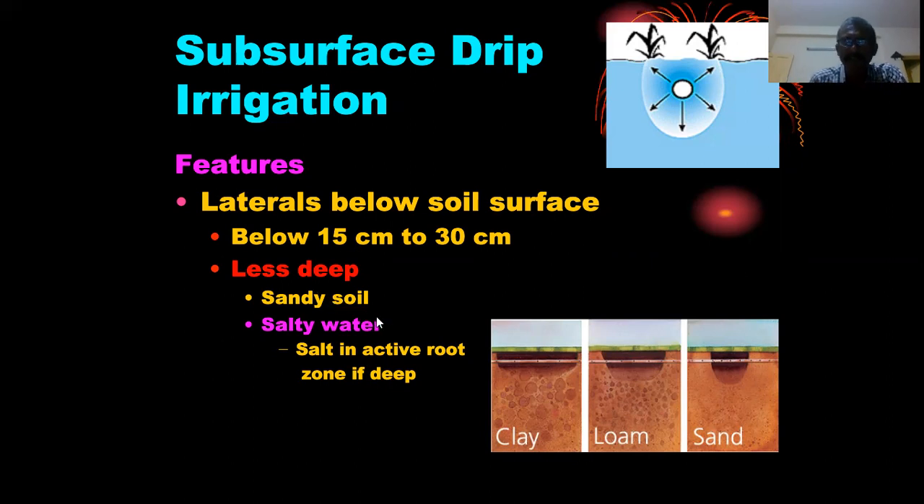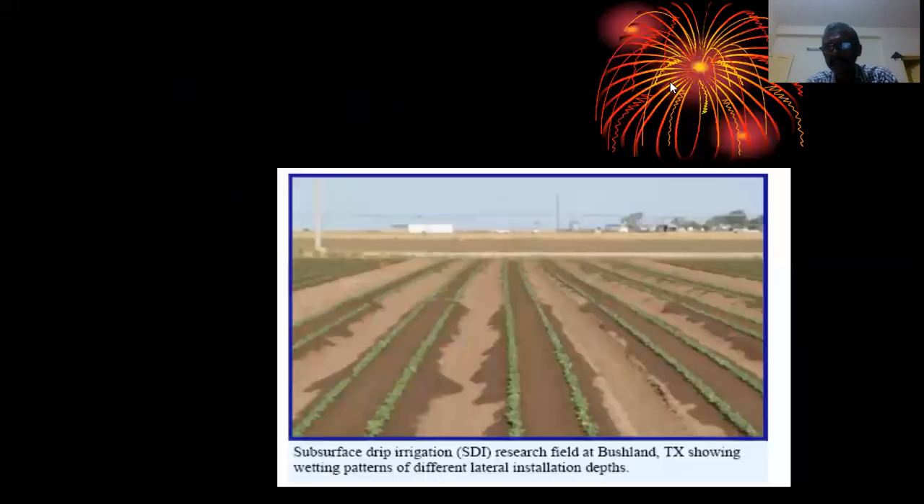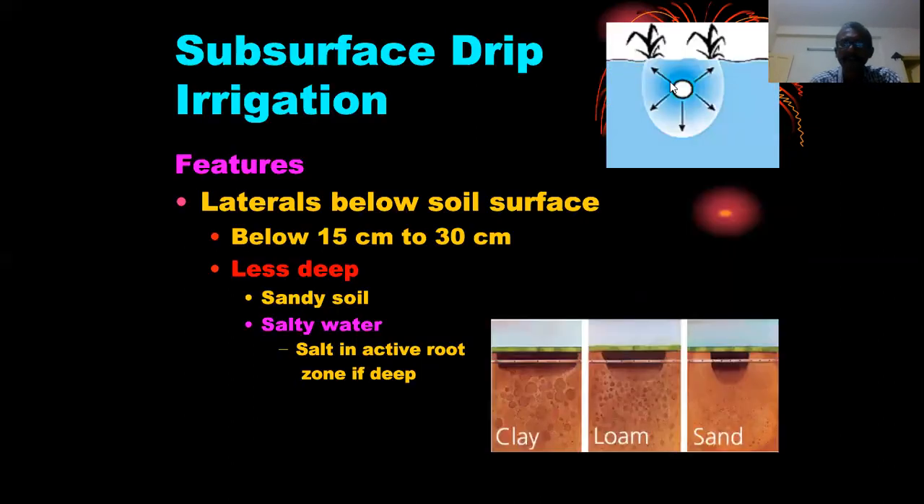In the case of salty lands also, if you bury the laterals at deeper depths, what will happen is that salt deposits will get formed inside the root zone. That will affect the metabolism. So that is the reason why, for salty lands also, the laterals are laid at shallower depths.